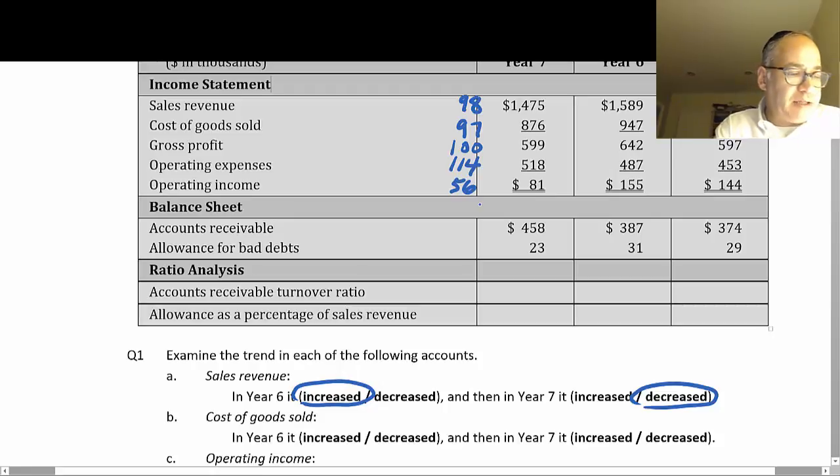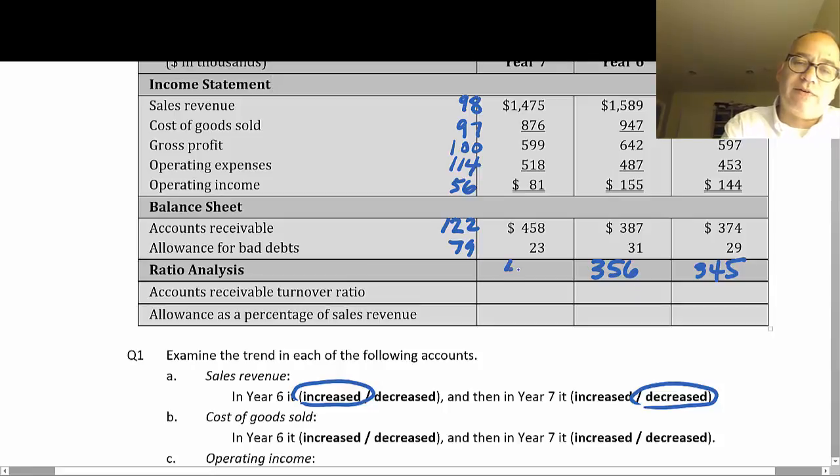On the balance sheet, accounts receivable in the second year, 458 divided by 374 is 122. And 23 divided by 29 is 79. So if you were to do the total here, 374 minus 29, accounts receivable net is actually here 345. In the second year, it's 356. I'm sorry, that's called year 6. In year 7, it's 435.